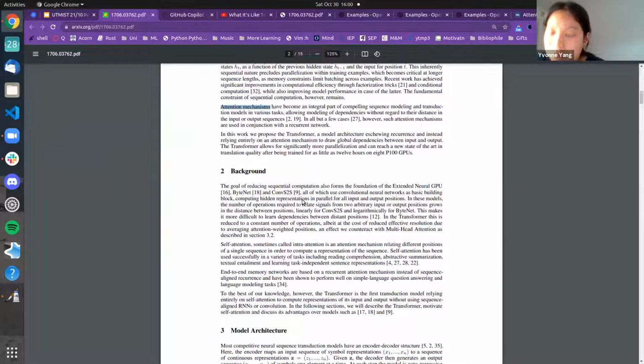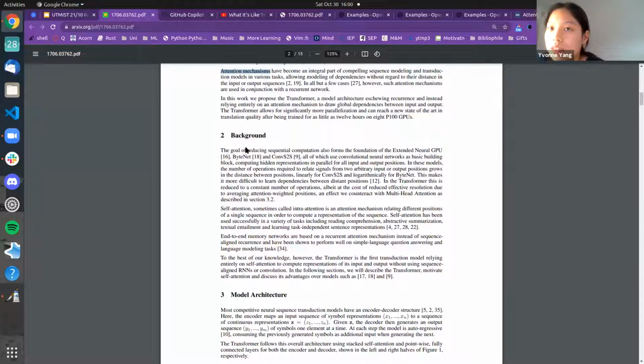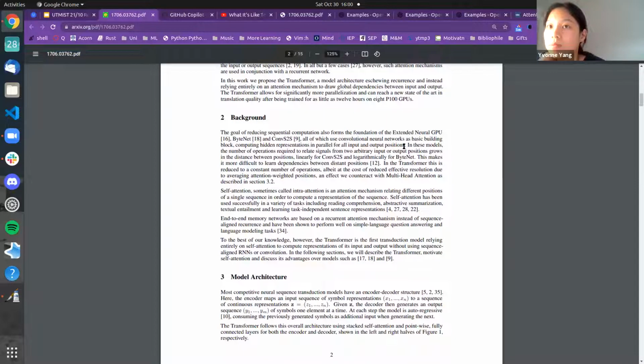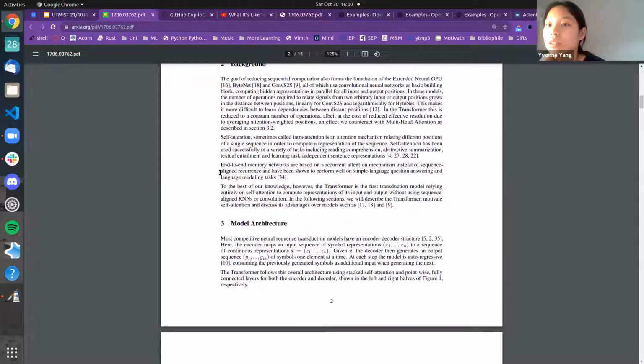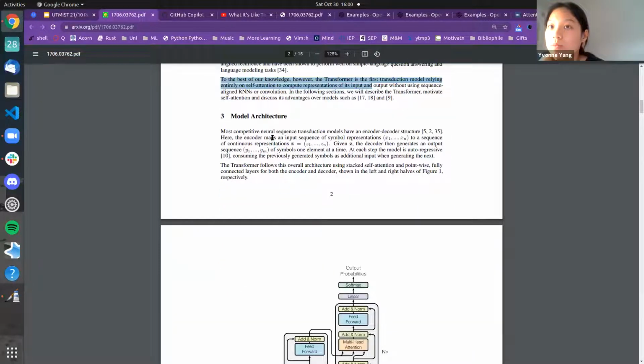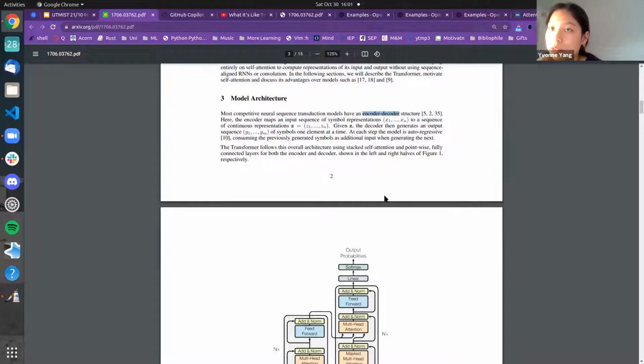And then the goal of reducing. So again, it's the first transduction model relying entirely on self-attention. So here it's just saying that the transformer follows this encoder-decoder structure that you see in most transduction models of the time.